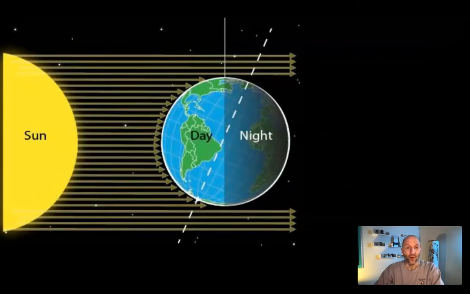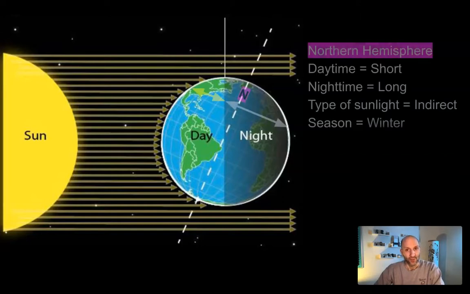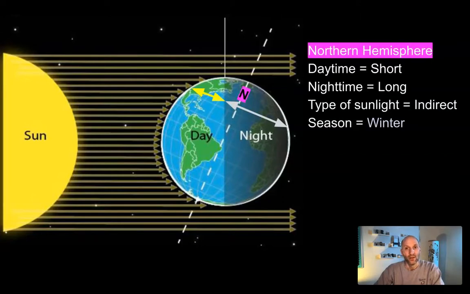As the Earth revolves around the sun and the tilt now has the northern hemisphere tilted away from the sun, the opposite seasons are true. So when the northern hemisphere is tilted away from the sun, days become short, nights are long, and the sunlight becomes indirect. So short days with sunlight that does not provide much warmth creates winter.